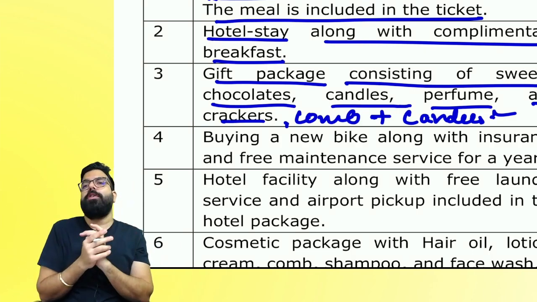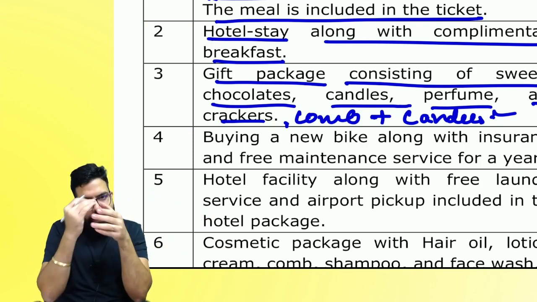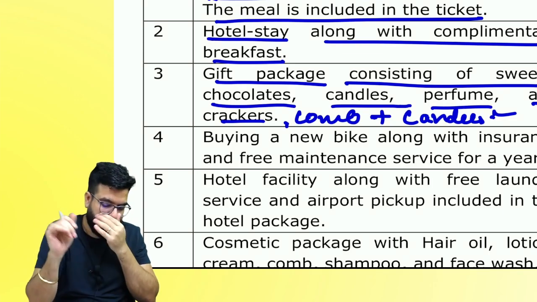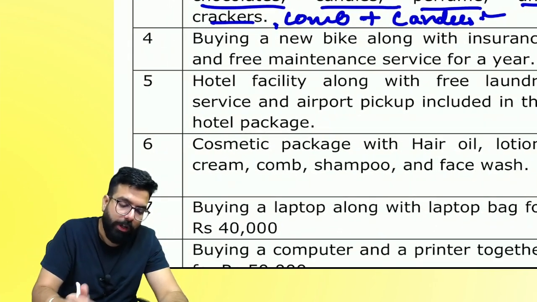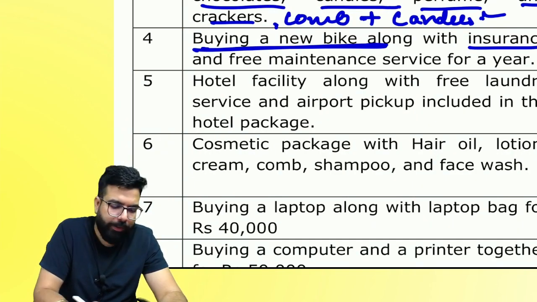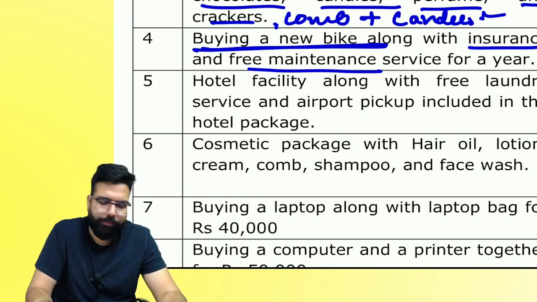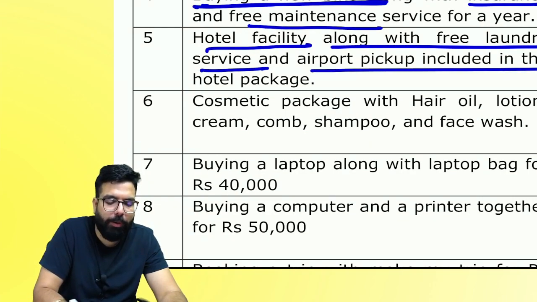Mixed supply means two or more individual supplies joined together and then supplied. Then it is a mixed supply. You should supply it for a single price. You bought a bike. Along with the bike, they give you one year of insurance also, and free maintenance. Composite or mixed? Composite.